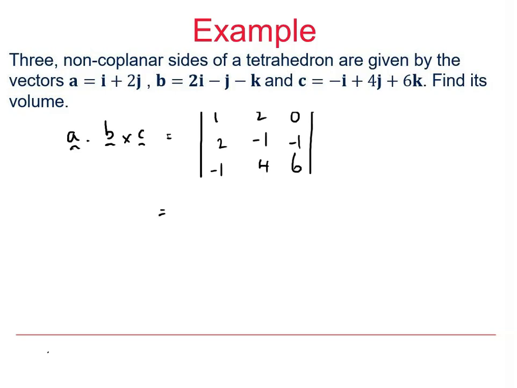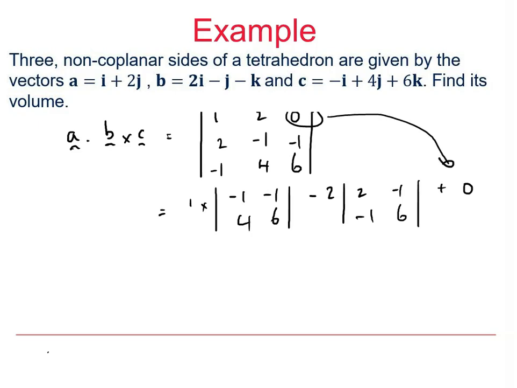Calculating that then, the usual method for a 3x3 determinant, it's 1 multiplied by the 2x2 determinant from the bottom right hand corner, -1, -1, 4 and 6, then minus 2 times the little 2x2 made up of the first and the third columns, so 2, -1, -1 and 6. The third one will be 0, coming from that element in the top right, so we can just write that down as being 0.